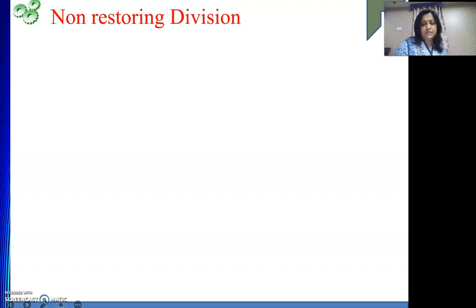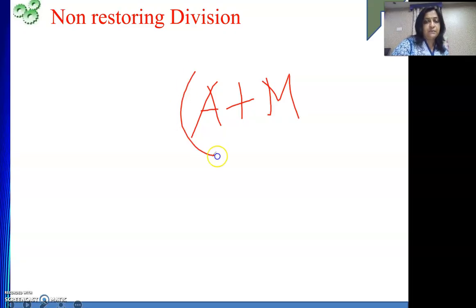In case of restoring division, whenever the sign bit of A is 1, that means we are getting a negative value after a subtraction operation. Then what we used to do? We used to perform A plus M. We add M back to A. And after that we perform the left shift operation, which means multiplication by 2. Shifting to the left is equivalent to multiplying by 2.